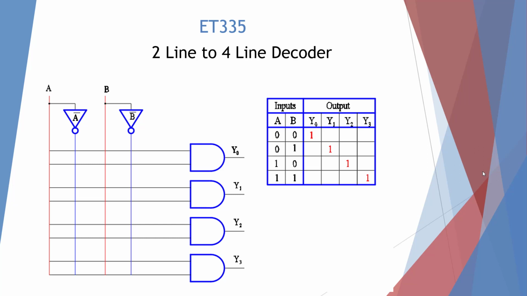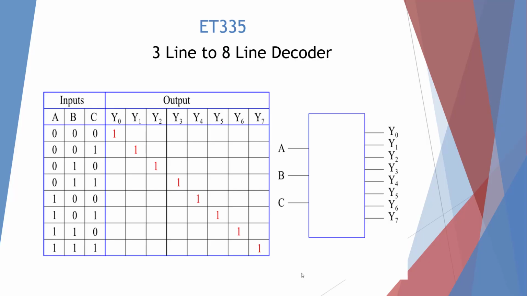So let's go through the binary input and program it. So since we have zeros and we want ones out, we're going to have to go A bar, B bar. And the next one's going to be A bar, B, because it's a 1. And then we're going to have A, and then B bar. And then we're going to have an A and a B. And that should be our design for the 2-line to 4-line decoder.